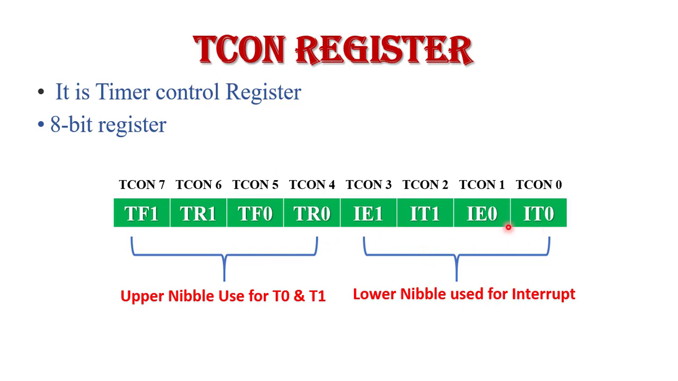Next, the lower nibble of the TCON register. This lower nibble is used for interrupt operation. First I explain the TCON 3 and TCON 1 bit functions. These two bits are used for the interrupt flag function for timer 1 and timer 0, to indicate the external interrupt. Next are TCON 2 and TCON 0. These two are basically used for the external interrupt control signal.